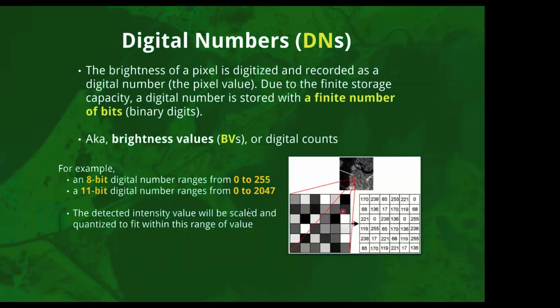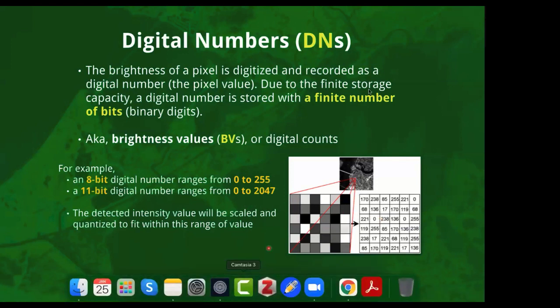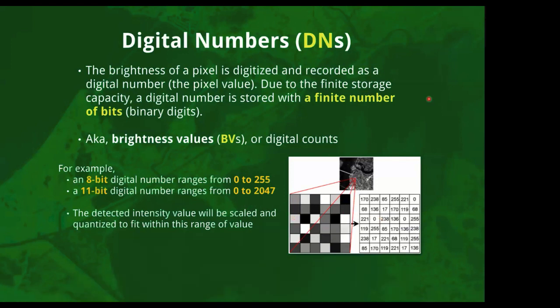Okay, so radiometric resolution gives you the idea of how many brightness levels an image can record, and it determines the range of your digital numbers or brightness values.